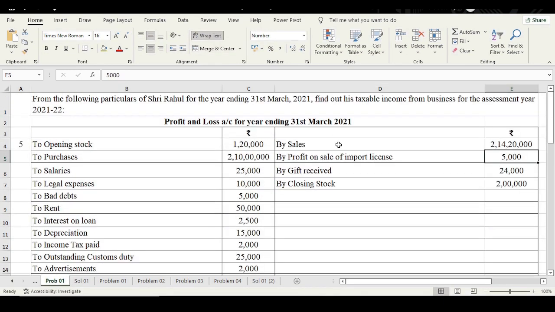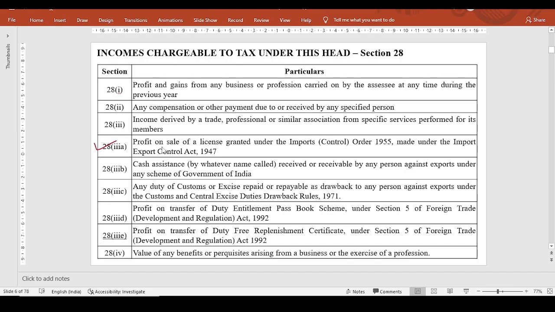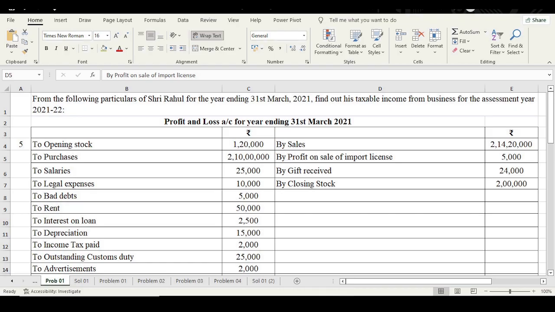On the credit side of profit and loss account, we have sales, which is relating to business. As such, it is an allowed income. Profit on sale of import license. So let us quickly find out whether profit on sale of import license is an allowed income or not. Section 28, subsection 3A. Profit on sale of a license which is granted under the Imports Order of 1955 is an income that is chargeable to tax under this head. As such, it is an allowed income. It is accepted as a business income. Okay, so profit on sale of import license is allowed. What are we looking into?